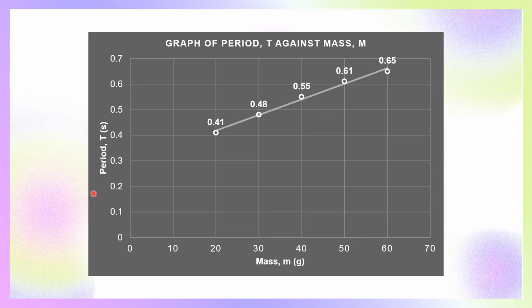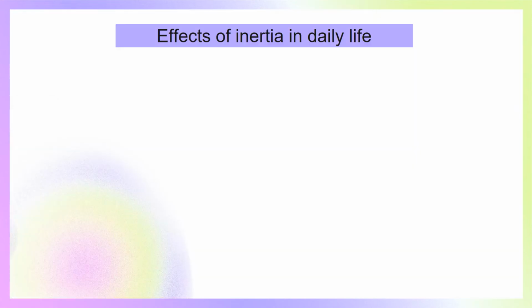So, what are the conclusions that we have here? Okay, the conclusion from this experiment is when the mass of an object increases, the inertia of the object also increases. So you can do this experiment, analyze the data and also plot the graph at home. Okay? Next, we are going to discuss the effect of inertia in daily life.